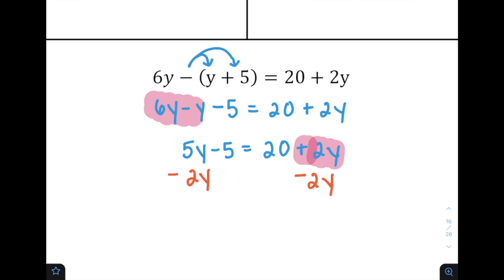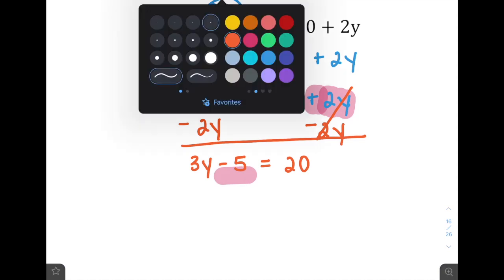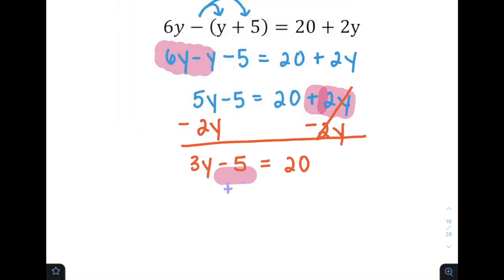to isolate my variable. So this is going to cancel out. I'm going to be left with 20 on the right, and then I have 3y minus 5 on the left. The only thing that I have to now get rid of is my constant. So here what I'm going to do is add 5 to both sides. This is going to get rid of my constant on the left, and I'm going to be left with 3y. And then I have 25 because 20 plus 5 is going to be 25.